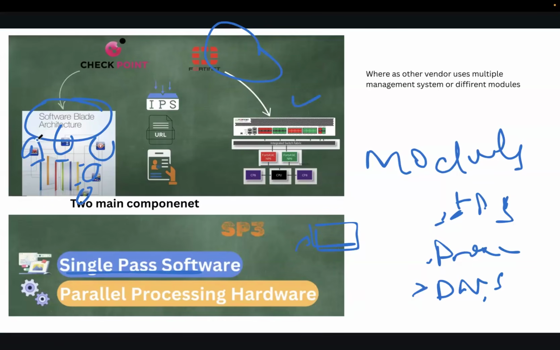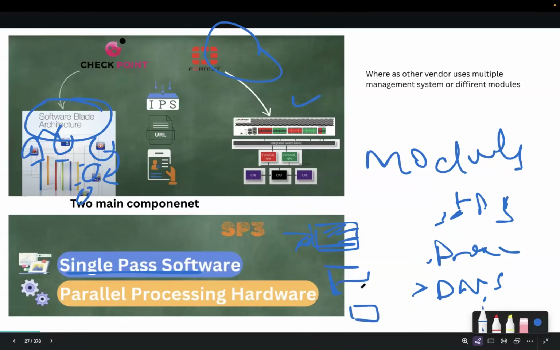It's not like you have to come first here, then here. Oh man, if DNS needs to go there, then go into that module. No, take it once, do all the functionality parallelly at once, not serially, parallelly at once, and send out the traffic. This is the main difference between this and this.